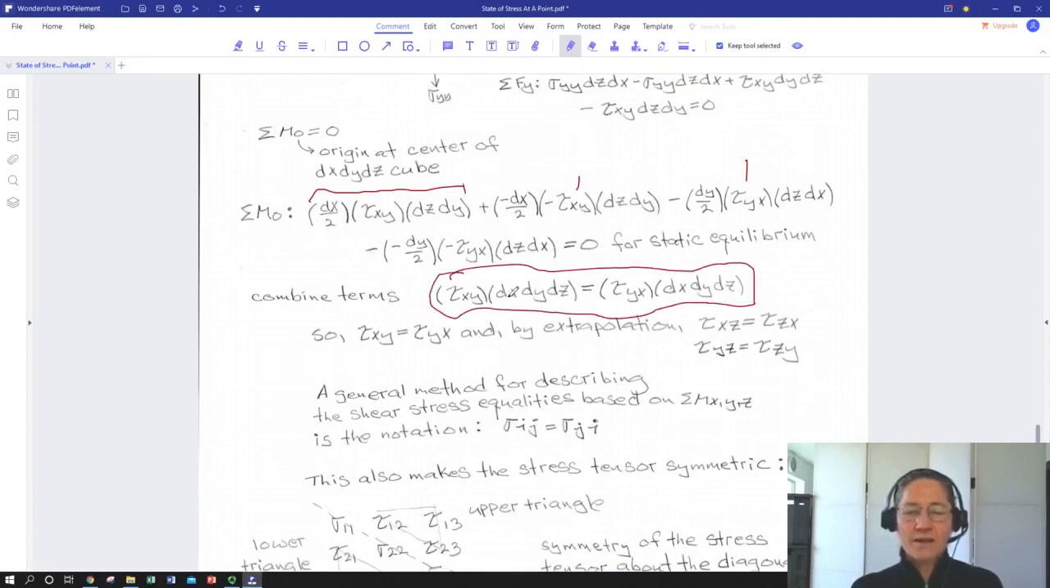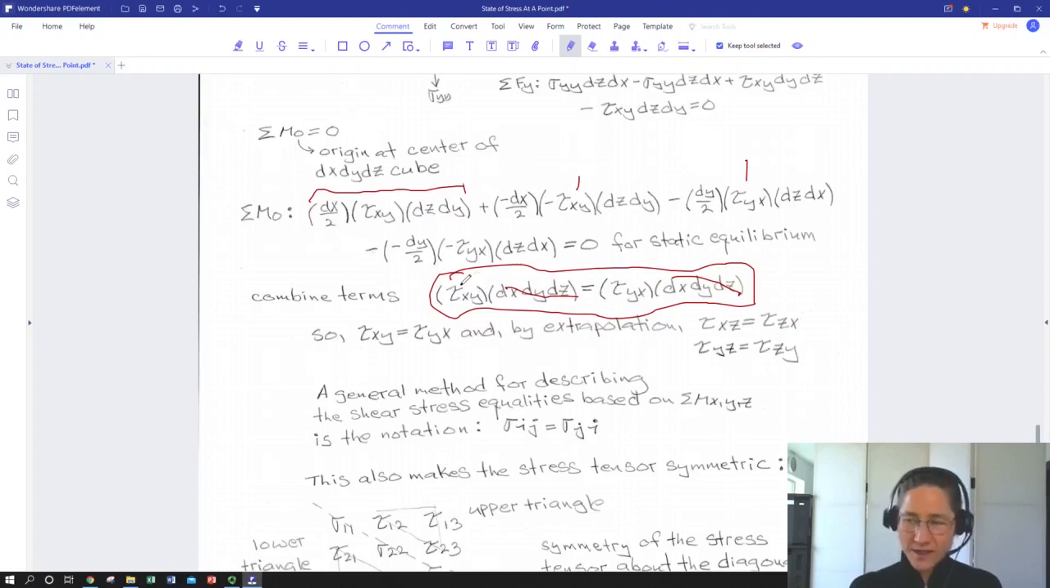Tau xy times dx dy dz equals tau yx dx dy dz. Well, this was all of the taus on the x face pointing in the y direction. Well, two, sorry. Positive x face pointing in the positive y direction and negative x face pointing in the negative y direction. And then this is tau on the positive y face pointing in the positive x direction, and the one on the negative y face pointing in the negative x direction. dx dy dz is equal to dx dy dz. It's the volume, and it's equal.